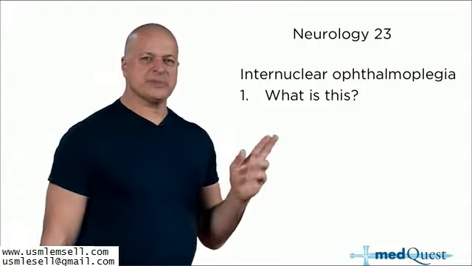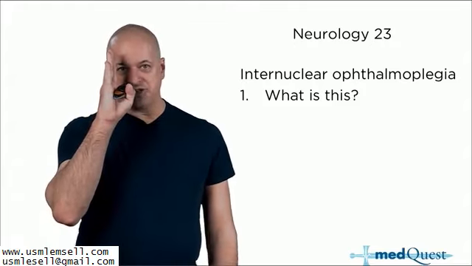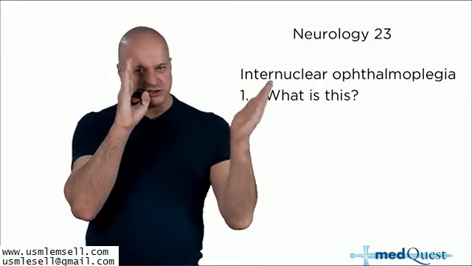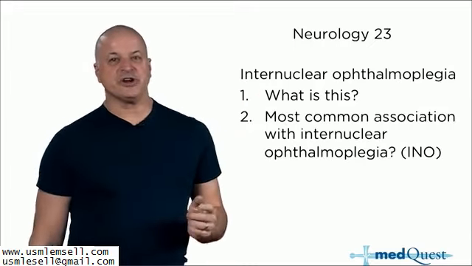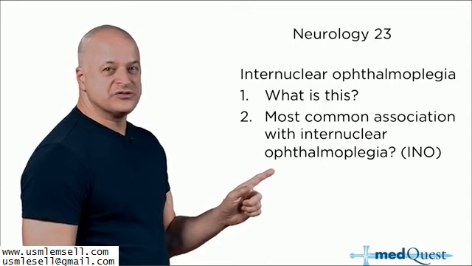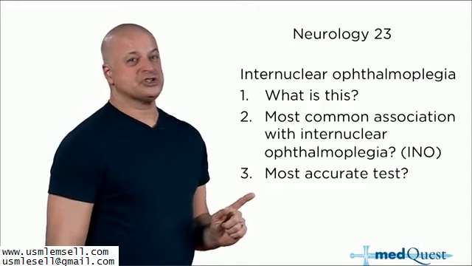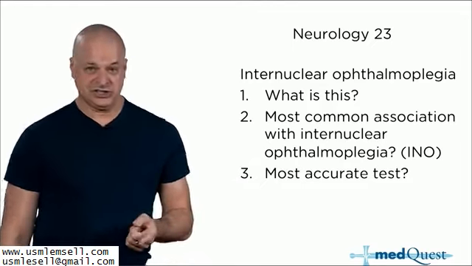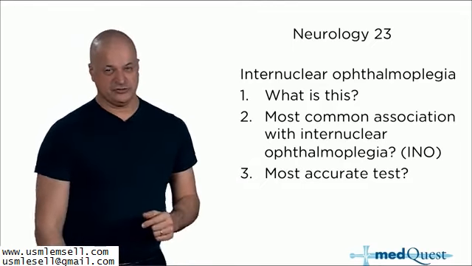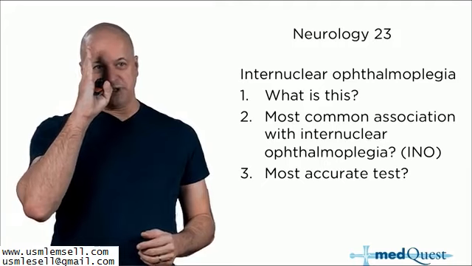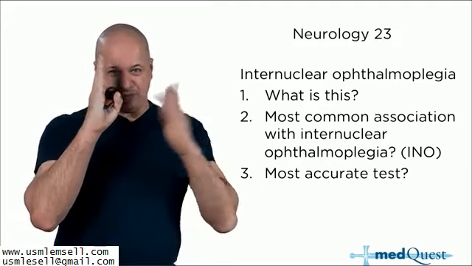An internuclear ophthalmoplegia is one eye does not cross the midline, the other one has nystagmus. We're going to show you several versions of this. This is a lesion of your medial longitudinal fasciculus. This is the most common association with a person who has multiple sclerosis. The lesion is in the medial longitudinal fasciculus. One eye doesn't cross the midline, the other one has nystagmus. Let's see it.